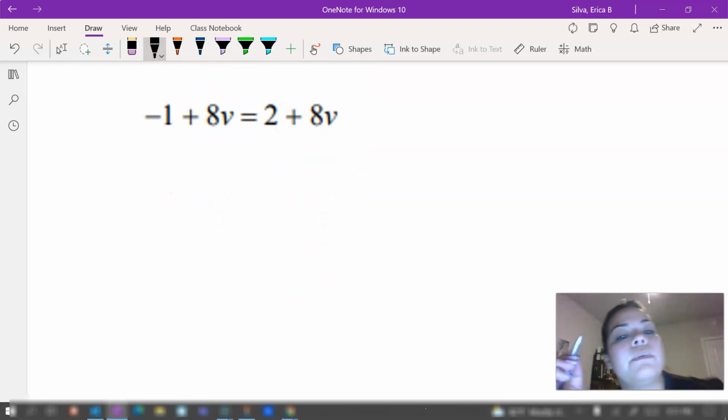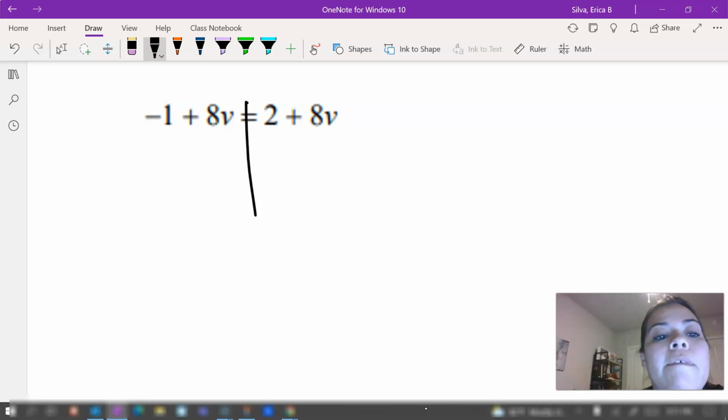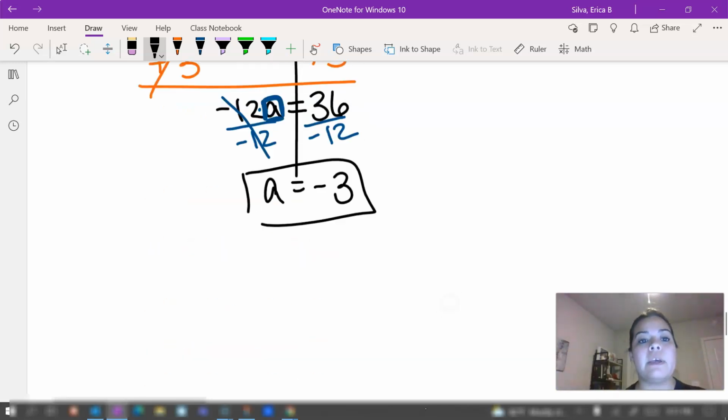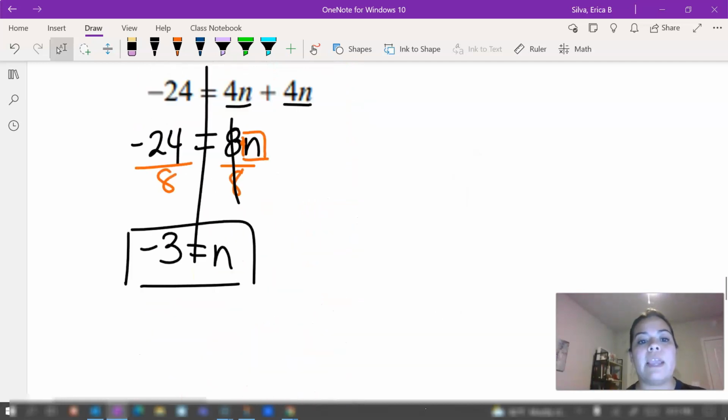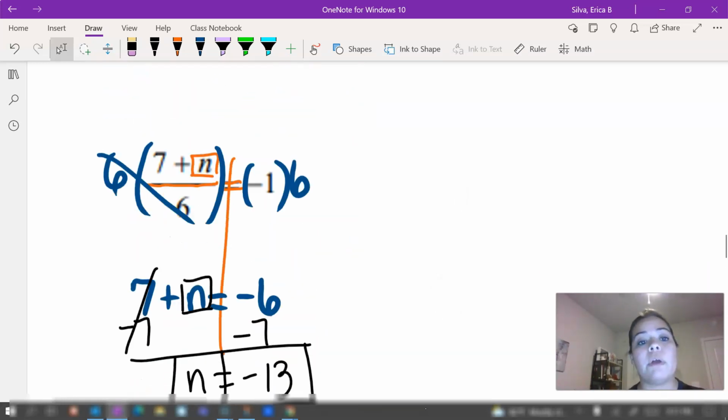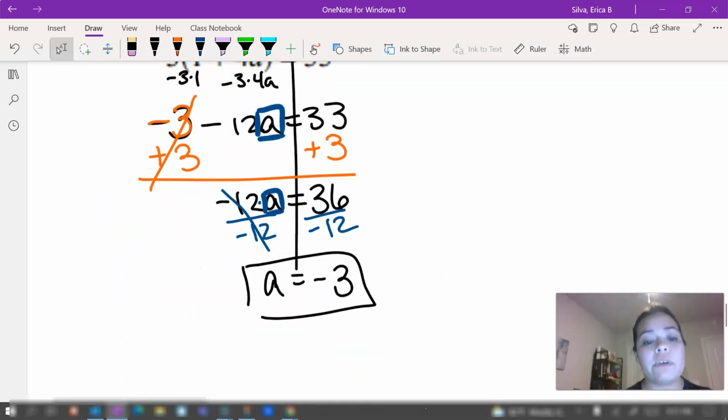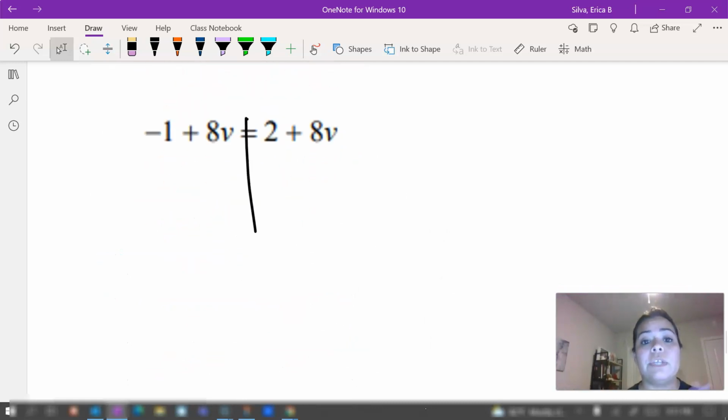Let's look at this next one. We have negative 1 plus 8v equals 2 plus 8v. So notice how we have variables on both sides. On these other ones, we only had the variable on one side. So our goal here is to get all the variables on one side.